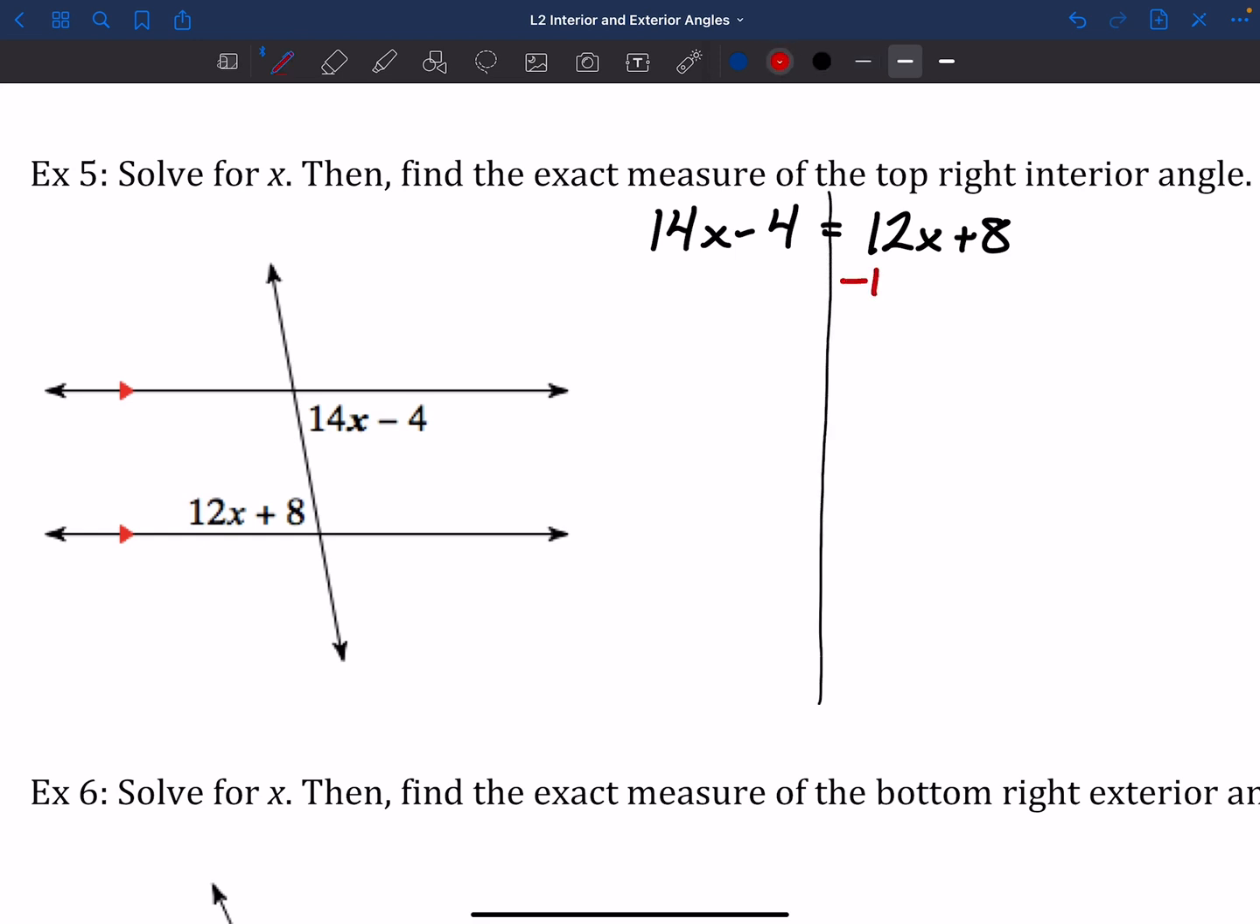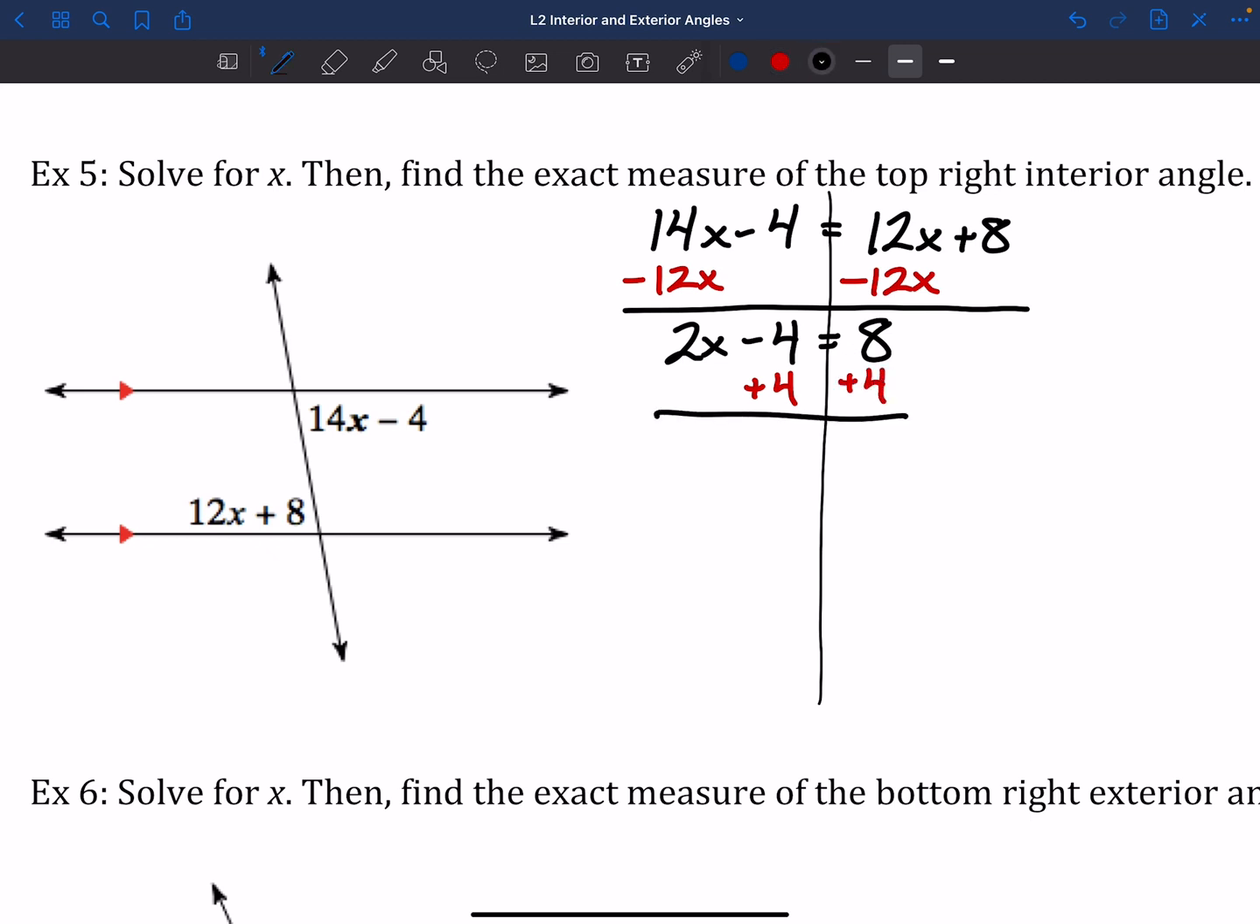So I'm going to move all my x's to one side. So I have 2x minus 4 equals 8. I'm going to move that 4 to the other side to move it away from where the x's are. We're going to get that 2x equals 12. And then we need to get rid of that 2, so we're going to divide by it on both sides. So x is going to equal 6. So x is equal to 6. Hooray, we're done, right?